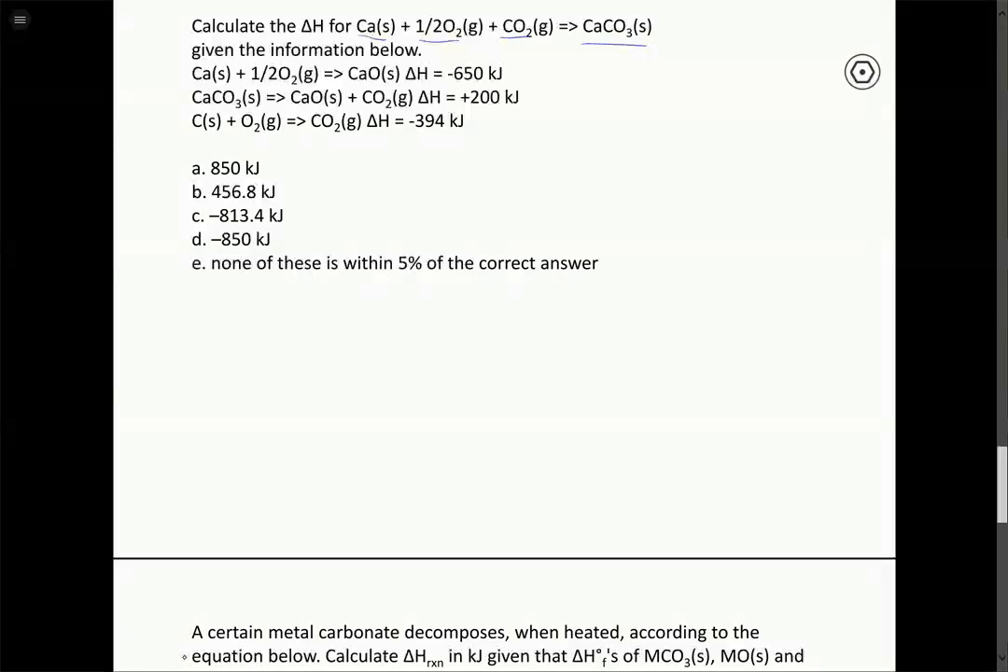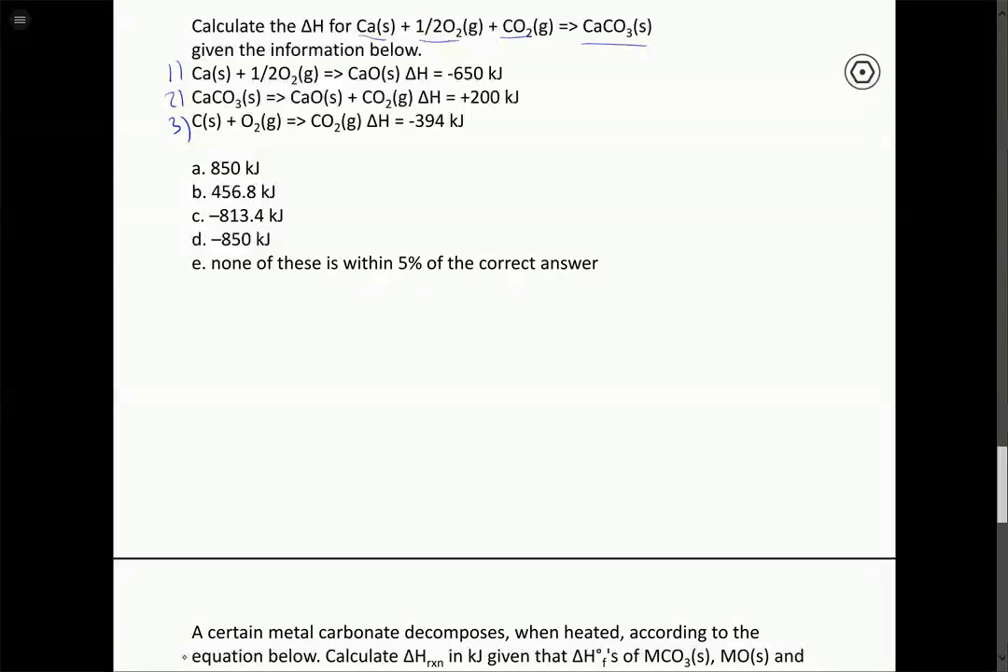Given all this information below. Okay, so remember, this is what we call a Hess's law problem, where we're going to add together two or more chemical reactions and then try to find delta H for an unknown chemical reaction using that. So let's call these reactions 1, 2, and 3, and then try to figure out how to add them together to get our overall chemical reaction.